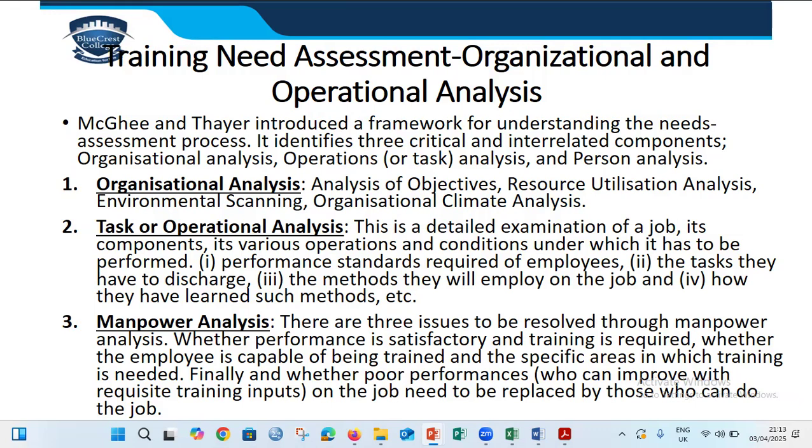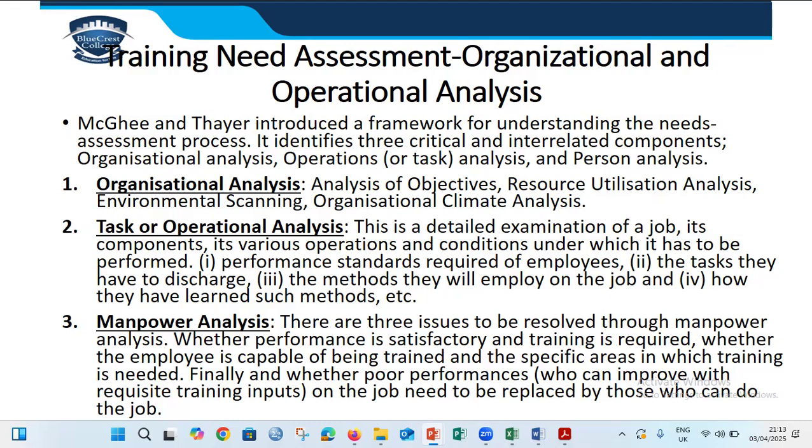So once we are done with the assessment, then you have the organizational and operational analysis. Here, McGee and Thayer introduce a framework for understanding the needs assessment process, and they identify 3 critical interrelated components: organizational analysis, operational analysis or task analysis, and then person analysis.